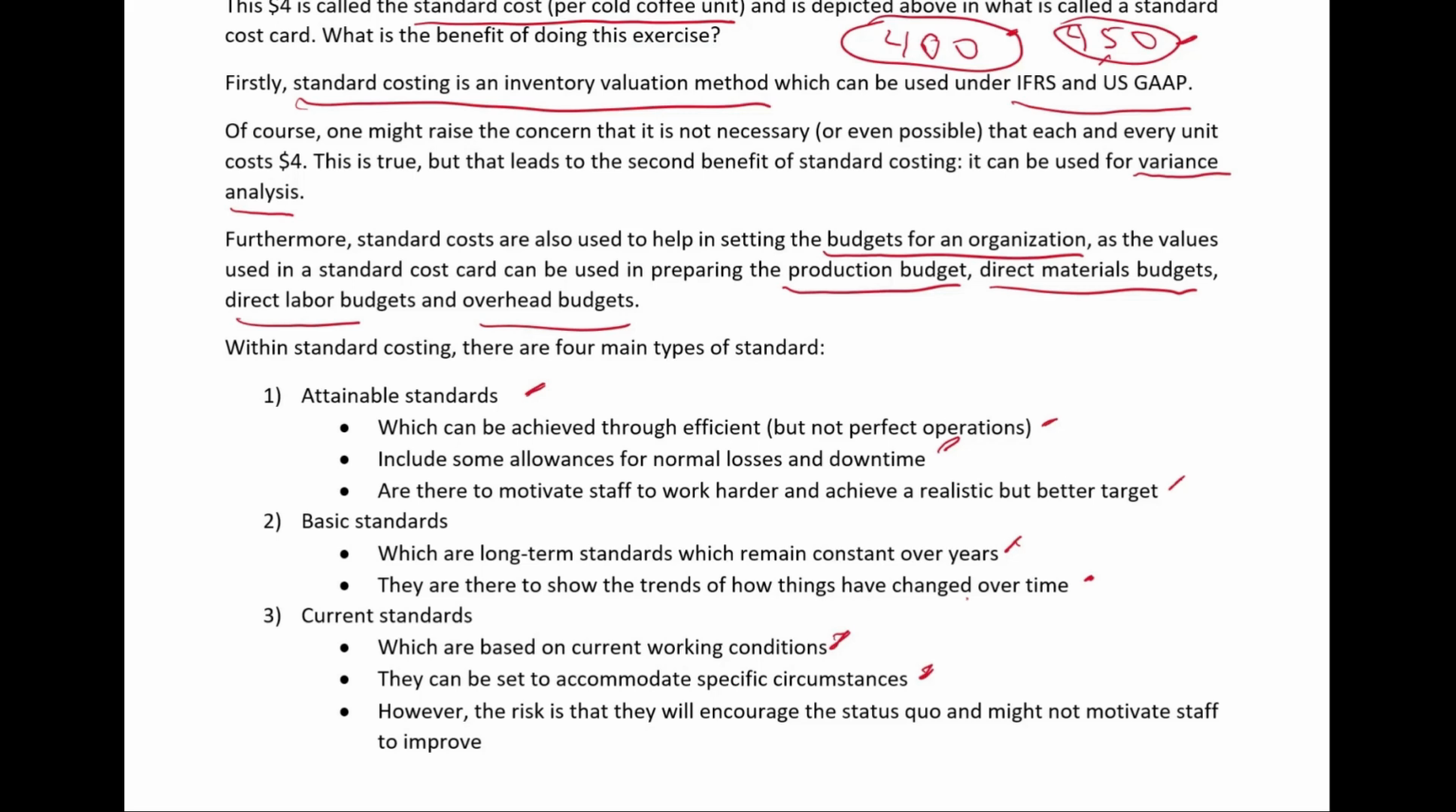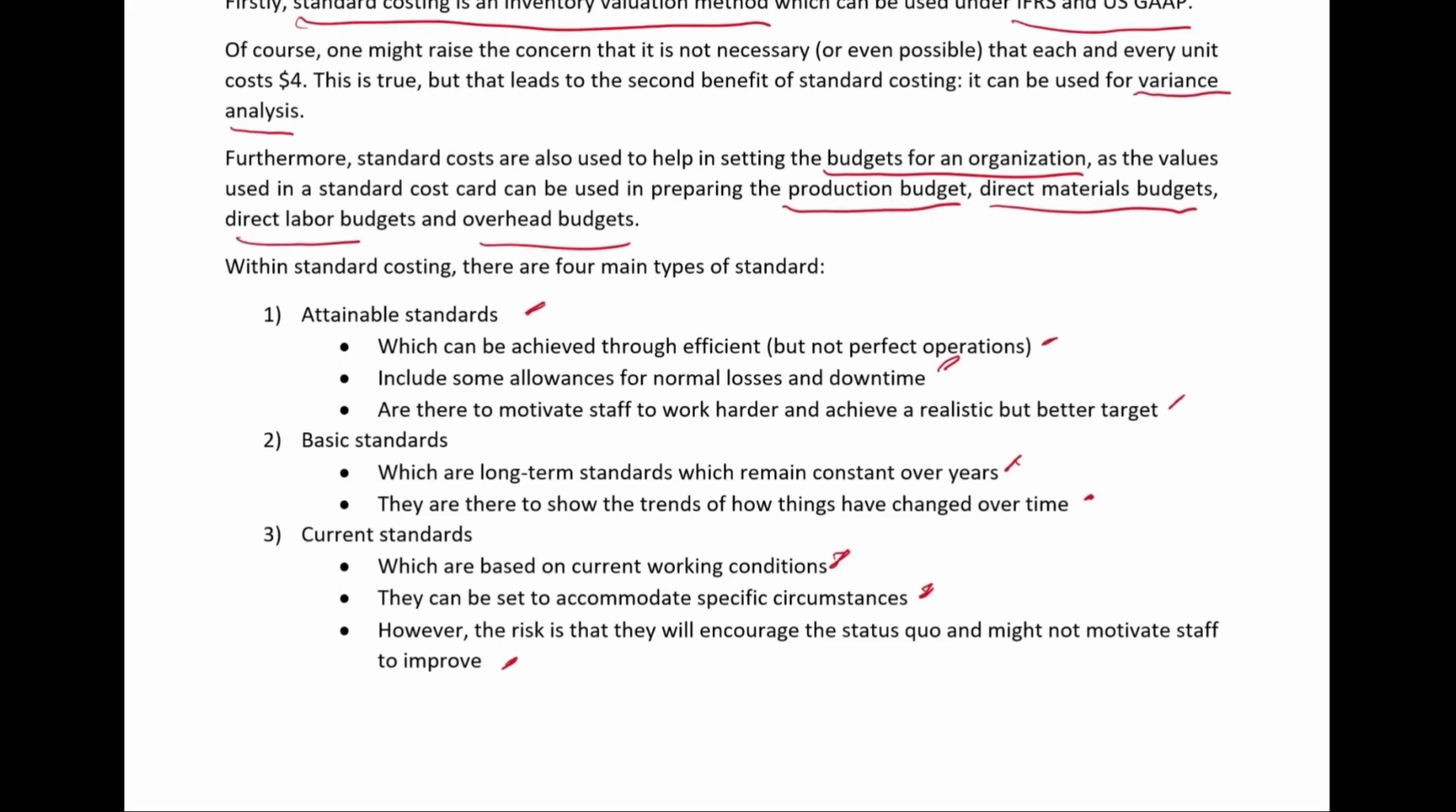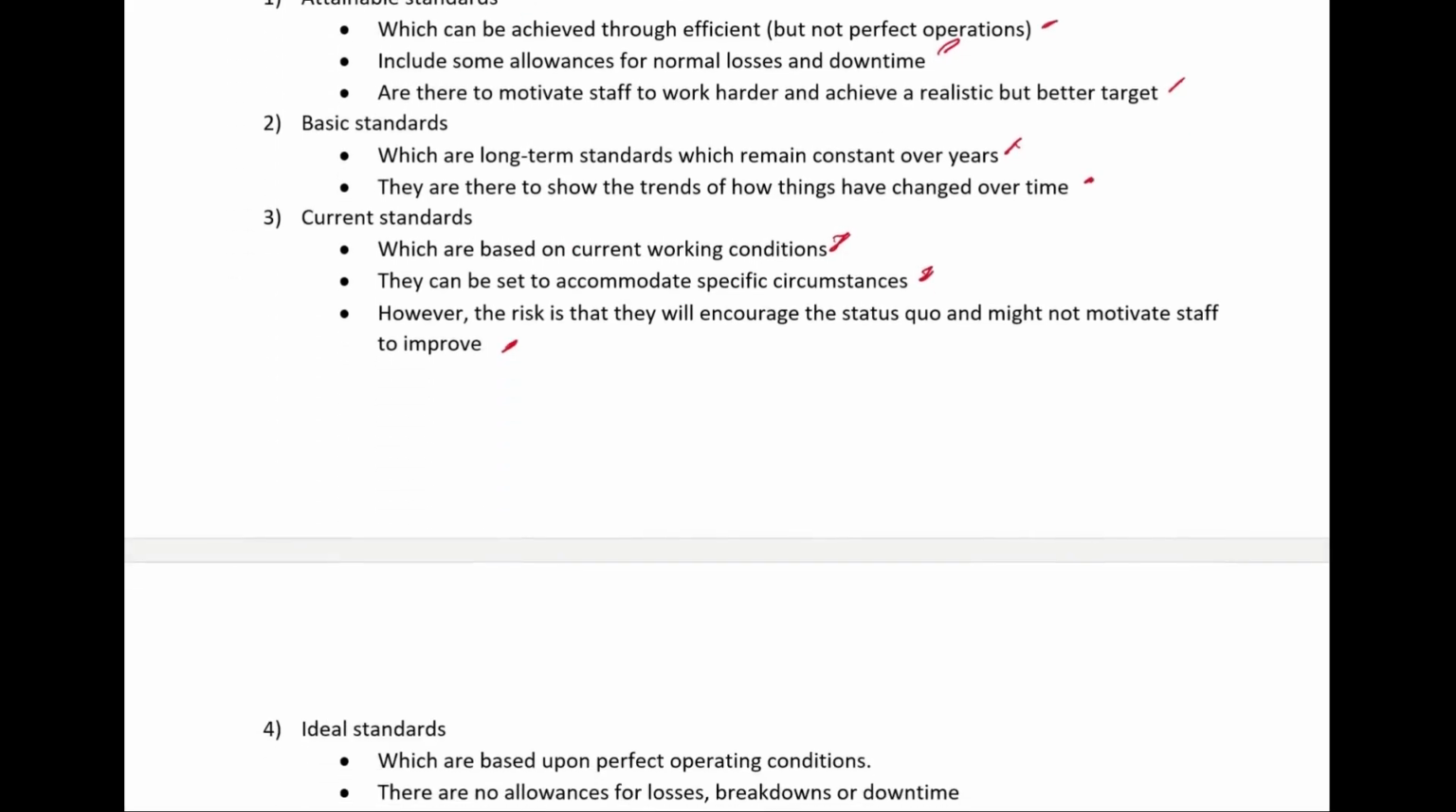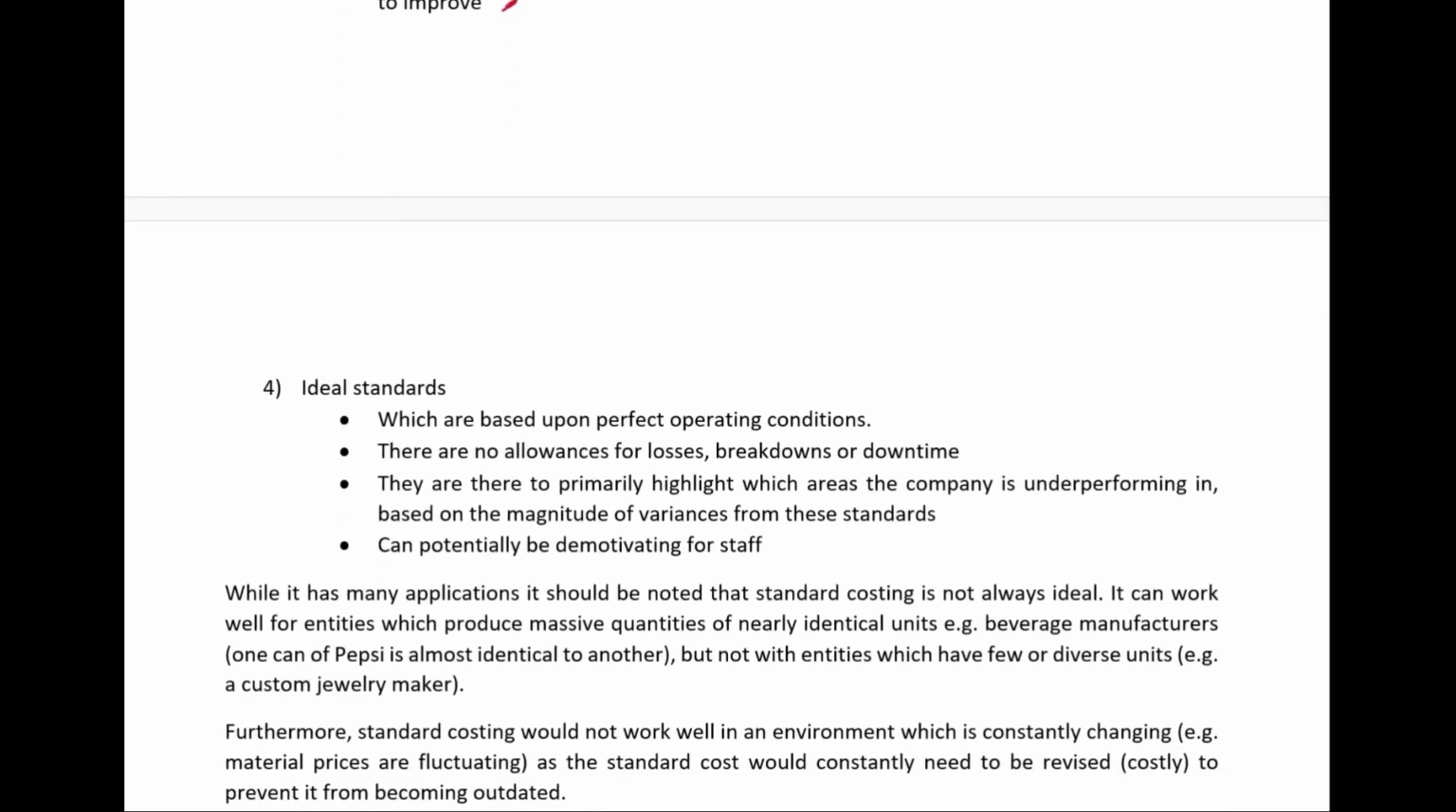The risk, of course, is that they will encourage a status quo and might not motivate the staff to improve. So if you're constantly updating the standards to account for different situations and constantly revising them, most likely downwards, then you're not really pushing staff to try to beat the circumstances and actually do better than expected. And then finally, we have the last kind of standards, which are the ideal standards.